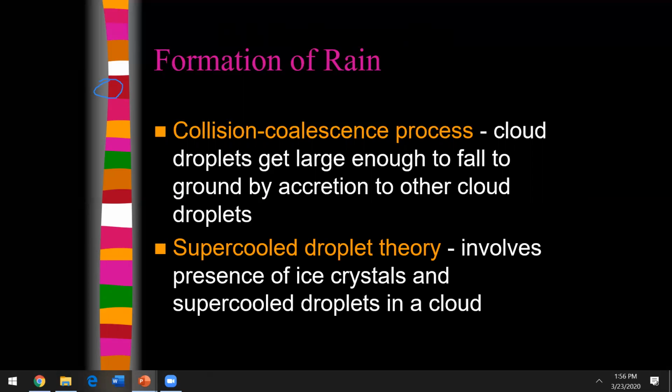Then there is another way that rain can be formed. There was always this question, well, okay, if collision coalescence is the only process at work, how do we ever get rain in areas that aren't in the tropics? Because once we get high up in the clouds, it's going to get really cold up there.